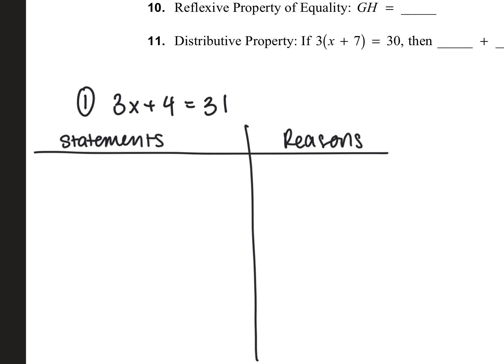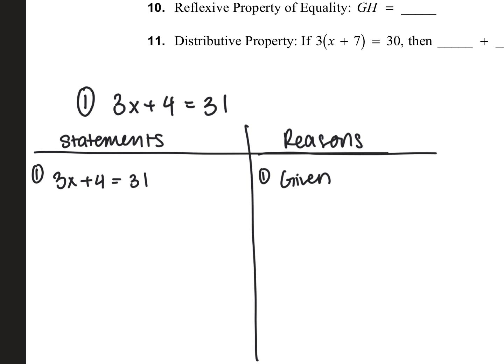All right, looking at it, I'm going to go ahead and write my first one, which is what they're giving me. So 3x plus 4 equals 31. Do you guys want to solve it first, or do you want to do statement, reason, statement, reason? Okay. For this one, we'll go ahead and do them together. And then for the next one, we'll solve it first and then do our reasons last. So looking at this, what is my first reason? Given. Always it's going to be given.